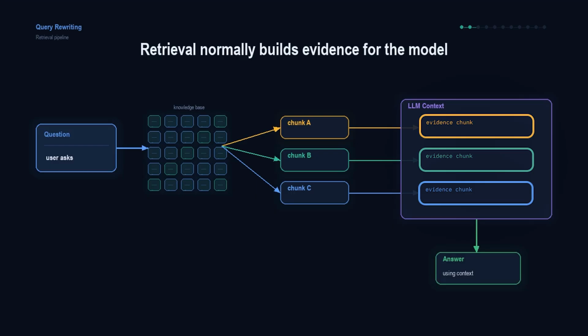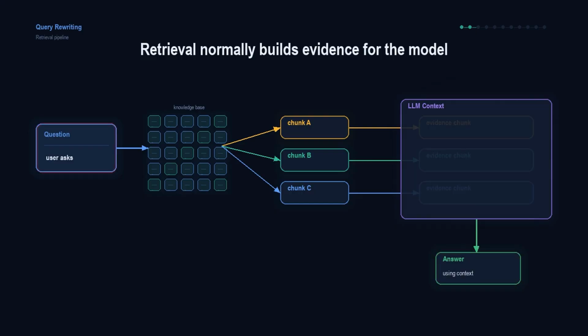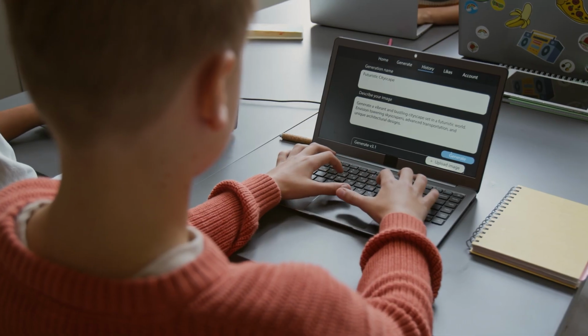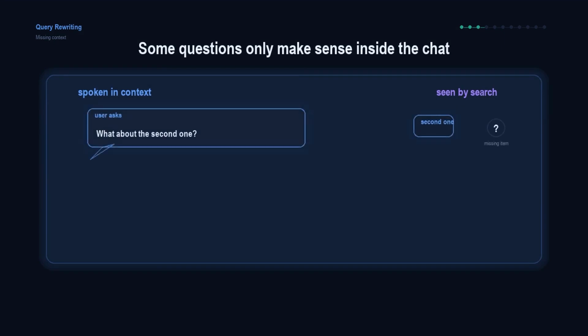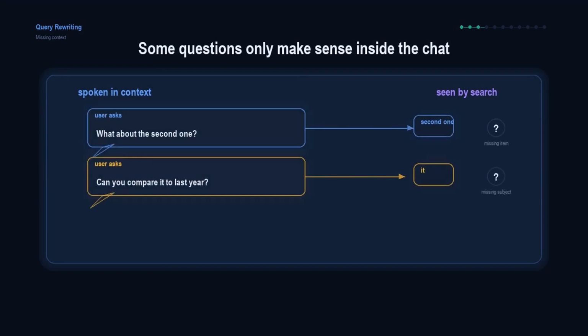That pipeline sounds simple. Search the question, get the answer. But here's the catch. The question you type is built for a human conversation, not for a search index. Think about how people actually talk to chatbots. "What about the second one?" "Can you compare it to last year?"